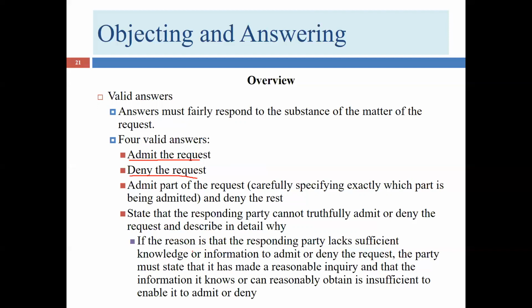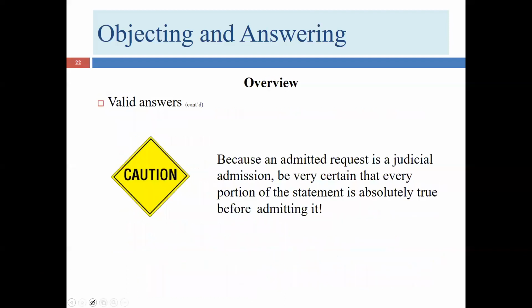So here's the language that you might go with. If the reason is that the responding party lacks sufficient knowledge or information to admit or deny the request, the party must state that it has made a reasonable inquiry and that the information it knows or can reasonably obtain is insufficient to enable it to admit or to deny. Again, that's straight from the Federal Rules of Civil Procedure. The birth date of the other side would be a classic example of this.